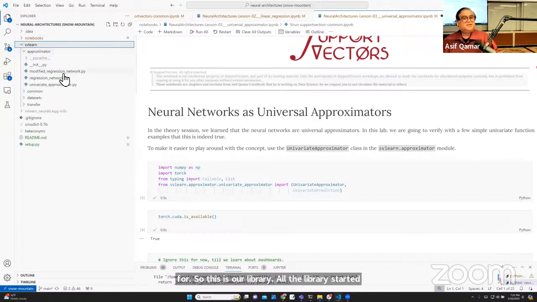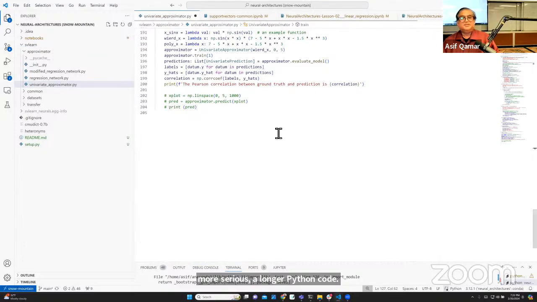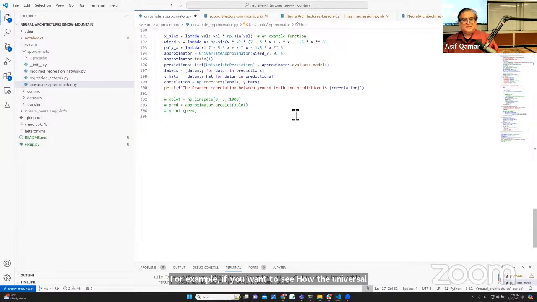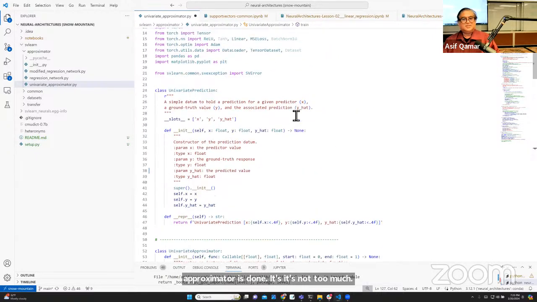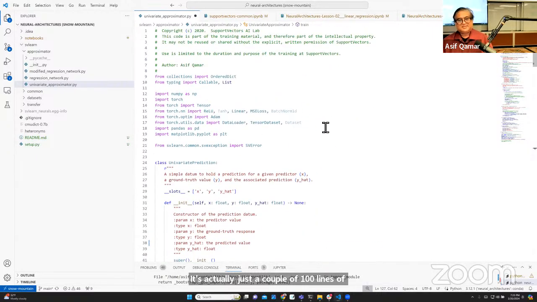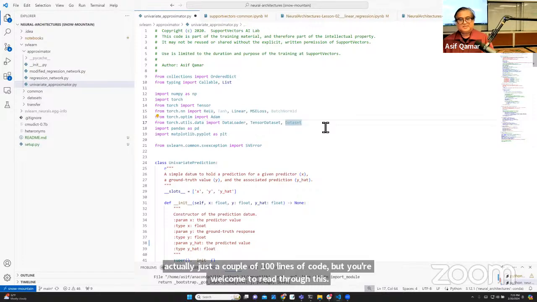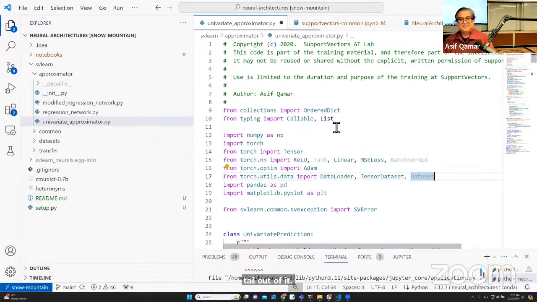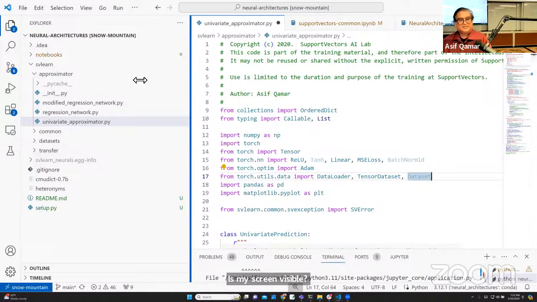This svlearn contains actual Python code, much more serious or longer Python code. For example, if you want to see how the universal approximator is done, it's not too much. It's just a couple of 100 lines of code, but you're welcome to read through this, and I invite you to read through this and make head and tail out of it. Is my screen visible and big enough for everyone in the audience?